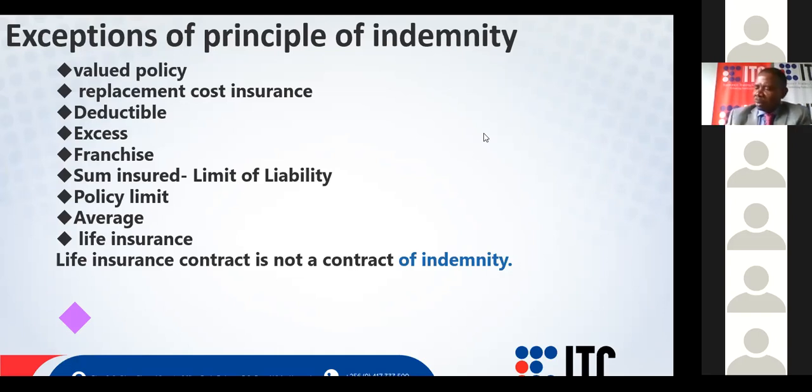Now, when it comes to deductible, it comes from the point of the insured, who may have higher valued property, but he wants to pay a lesser contribution when the loss has occurred. Okay.